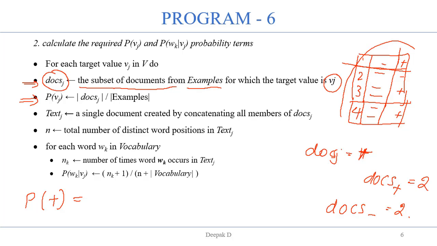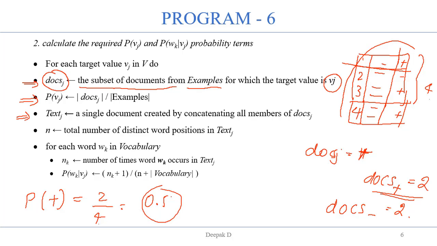Docs of J, that is documents which have a positive target, is 2 divided by the total number of examples. Here the number of instances is 4, so I have taken 4. So what is the probability here? 0.5. This is how we calculate this.